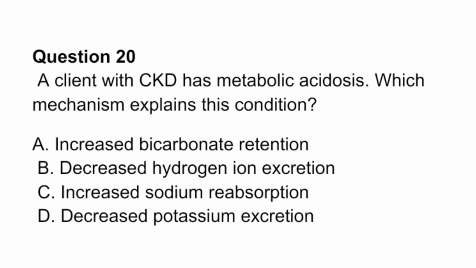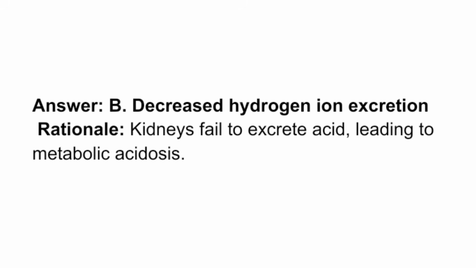Question 20. A client with CKD has metabolic acidosis. Which mechanism explains this condition? A. Increased bicarbonate retention. B. Decreased hydrogen ion excretion. C. Increased sodium reabsorption. D. Decreased potassium excretion. Answer: B. Decreased hydrogen ion excretion. Rationale: kidneys fail to excrete acid, leading to metabolic acidosis.